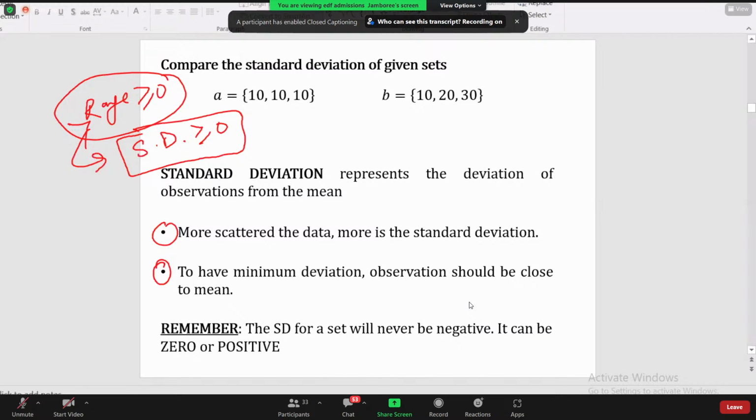I would suggest you to note down this idea, and then we will talk about how to solve the question with respect to standard deviation.